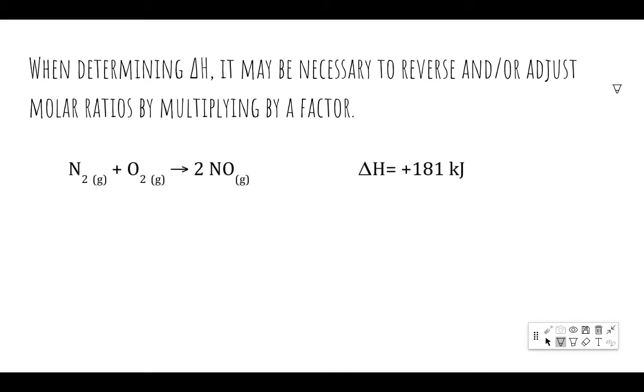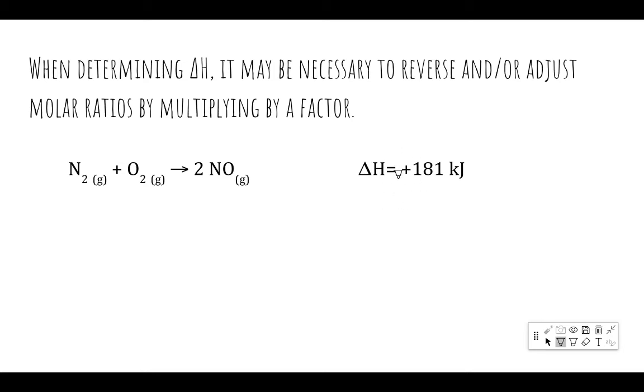I've got N2 plus O2 gives 2NO. I know the delta H value for this reaction. Now say I need my 2NO to be on the reactant side. Right now in this particular reaction, it's on the product side. If I want it on the reactant side, I'm going to have to flip this reaction. And when I flip this reaction, I'm going to represent that in this delta H by flipping the sign.